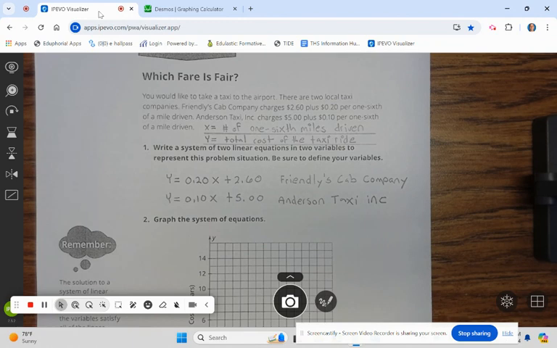Number 1. Write a system of two linear equations and two variables to represent this problem situation. Be sure to define your variables. Our first equation is y equals 0.20x plus $2.60 for Friendly Cab Company. And the second equation is y equals 0.10x plus $5, which is the Anderson Taxi Company, Inc.